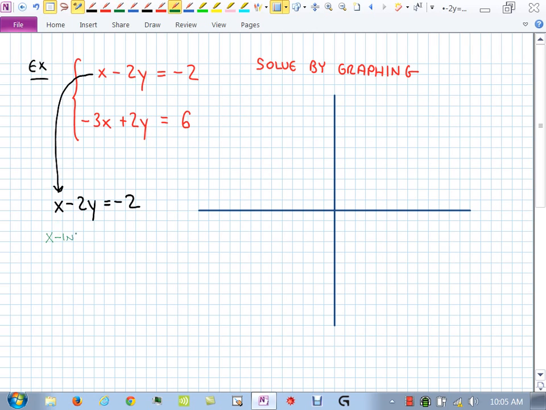I'll show some more work in this one. To find the x-intercept, what do I do? Set y to 0. That gives me x minus 2 times 0 equals negative 2, which means x is negative 2. So I'm going to draw negative 2 here for my x. I'll draw it in a second. How about the y-intercept?